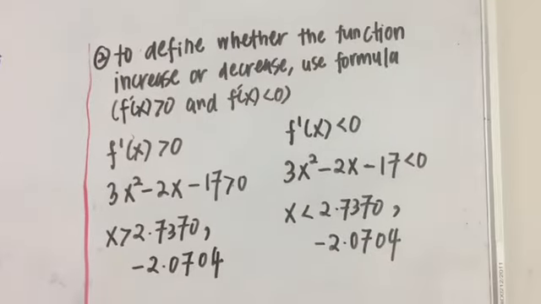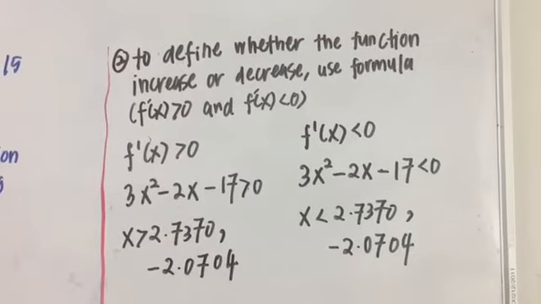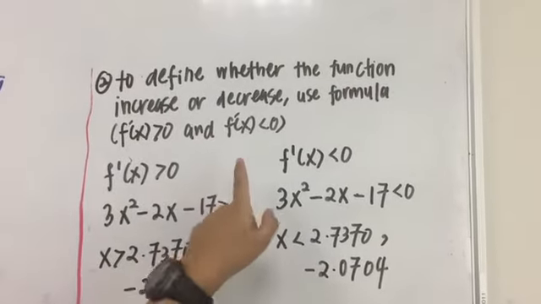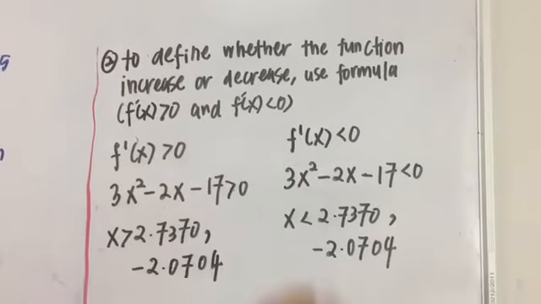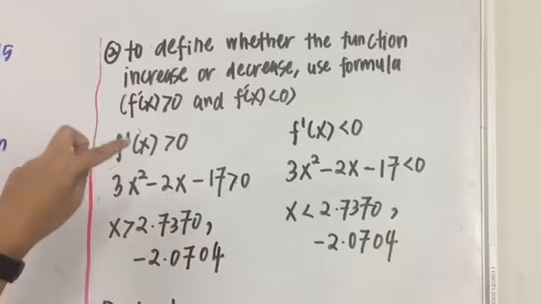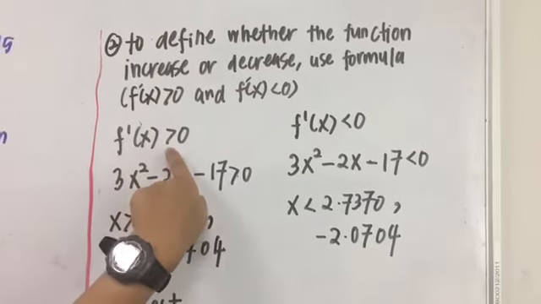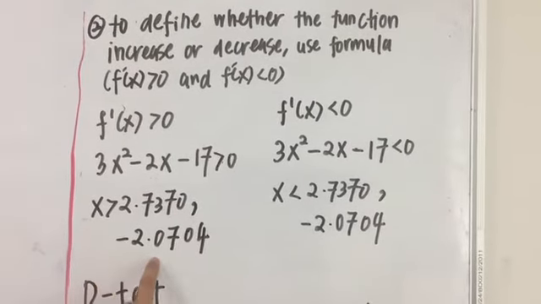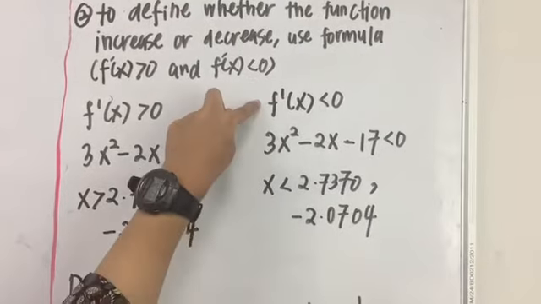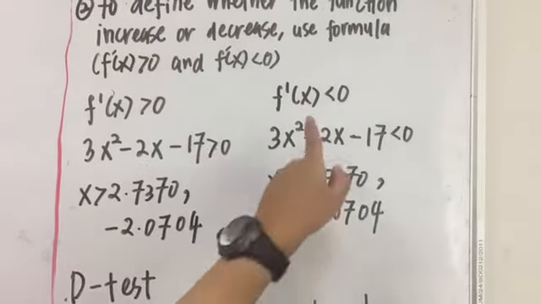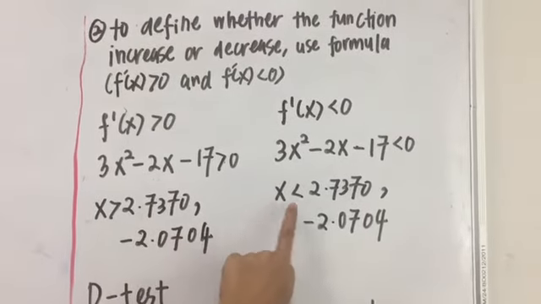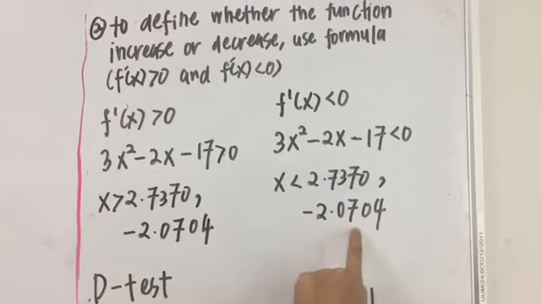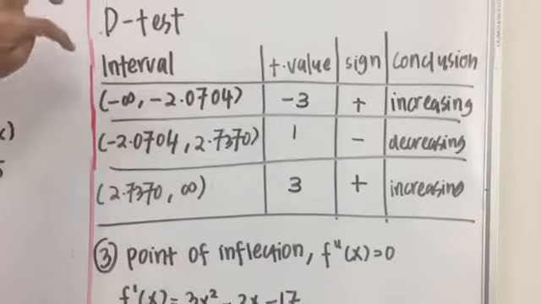Next, to determine whether the function is increasing or decreasing, we use the first derivative: f'(x) > 0 or f'(x) < 0. For the increasing case, we use greater than 0, and we get x > 2.7370 and x < −2.0704. For the decreasing case, we use less than 0, where we get x < 2.7370 and x > −2.0704.